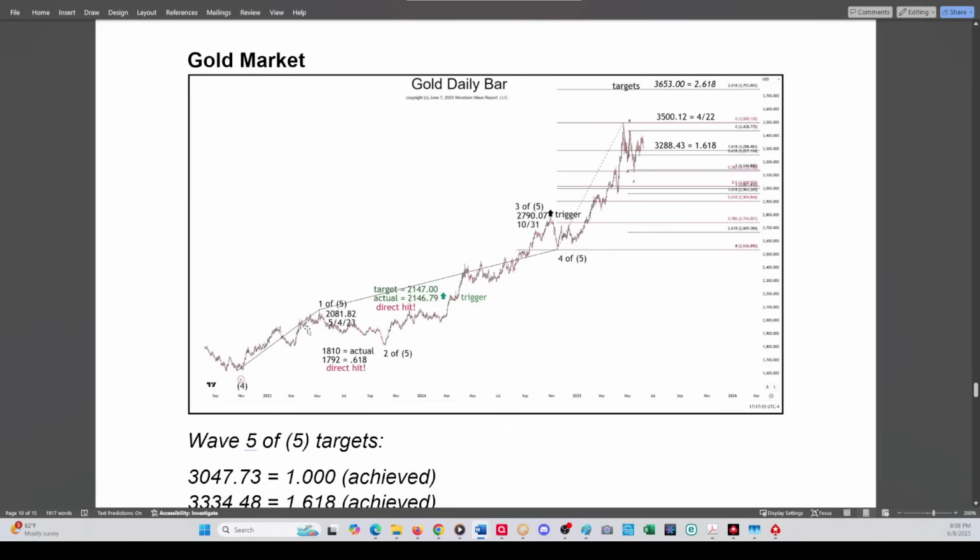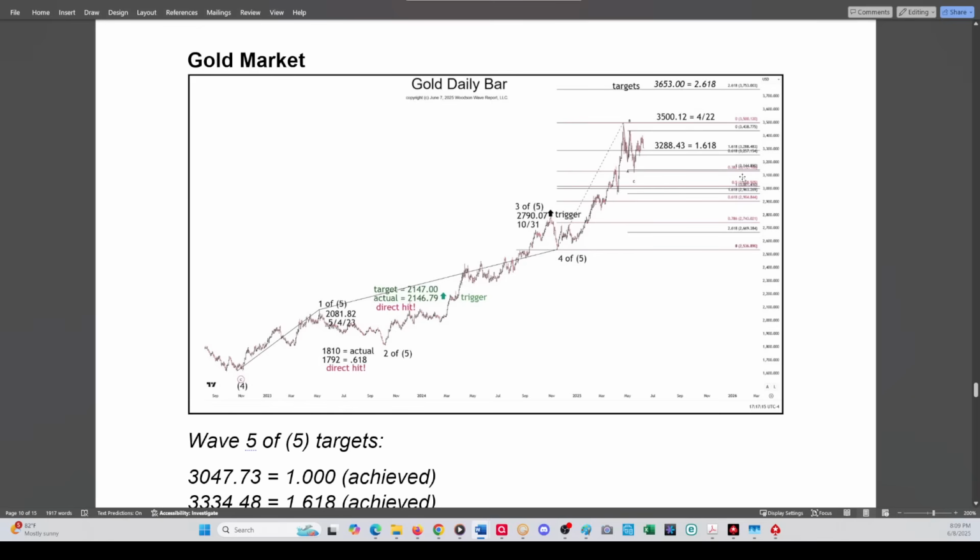Okay, from that wave 4 low, we've got a 1 up, a 2 down, a 3 up, a 4 down, and a 5 of 5 here. We had multiple targets. This thing kept expanding to the upside, and the high so far is 3,500 on April 22nd. You can see it's corrected there. We got an ABC, which is almost perfect.